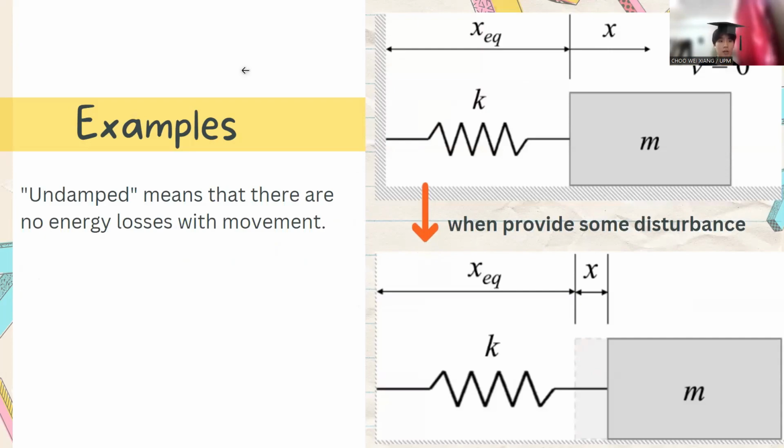So first, I would like to say that undamped means that there are no energy losses in the movement. So when we provide some disturbance into the system, there will be no energy loss. So in the equation, we will not apply the Ft, which means the force applied to the system.